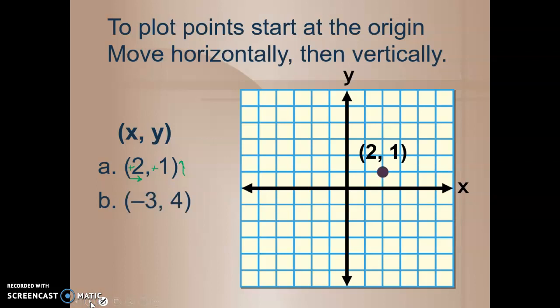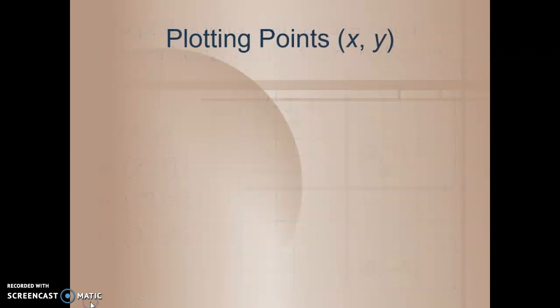Negative 3, 4 means I'm going to the left 3, and then positive 4 means up 4. Let's see what that looks like. Left 3, up 4, and there's negative 3, 4. 0, negative 5, that means I'm not going to move horizontally at all. My x is 0, I'm just going to go down 5. So starting at the origin, all I do is go down 5, that's 0, negative 5.